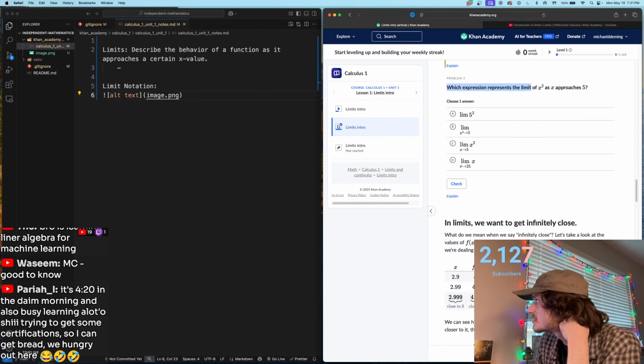Which expression represents the limit of x squared as x approaches 5? So the expression that represents the limit of x squared as x approaches 5. So limit x squared, x approaches 5. Check.